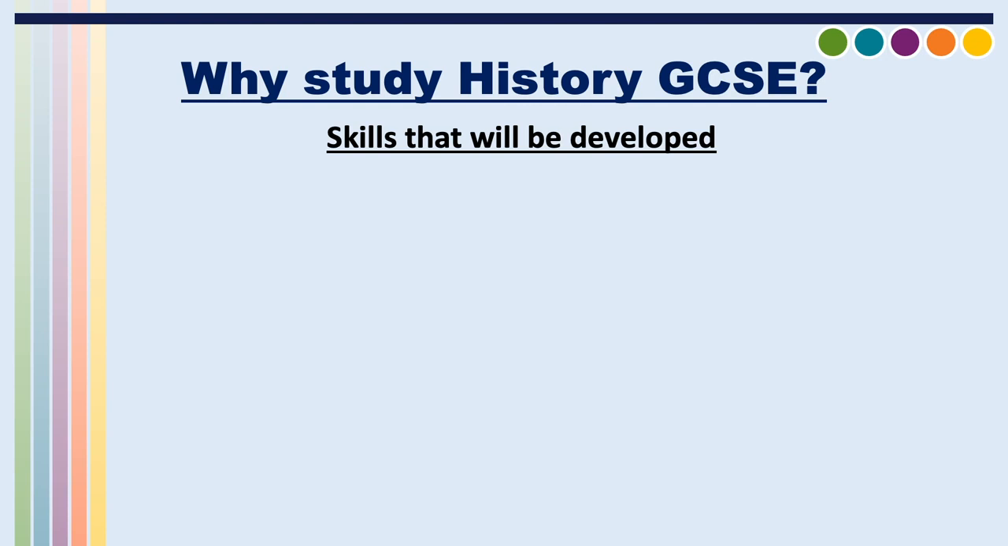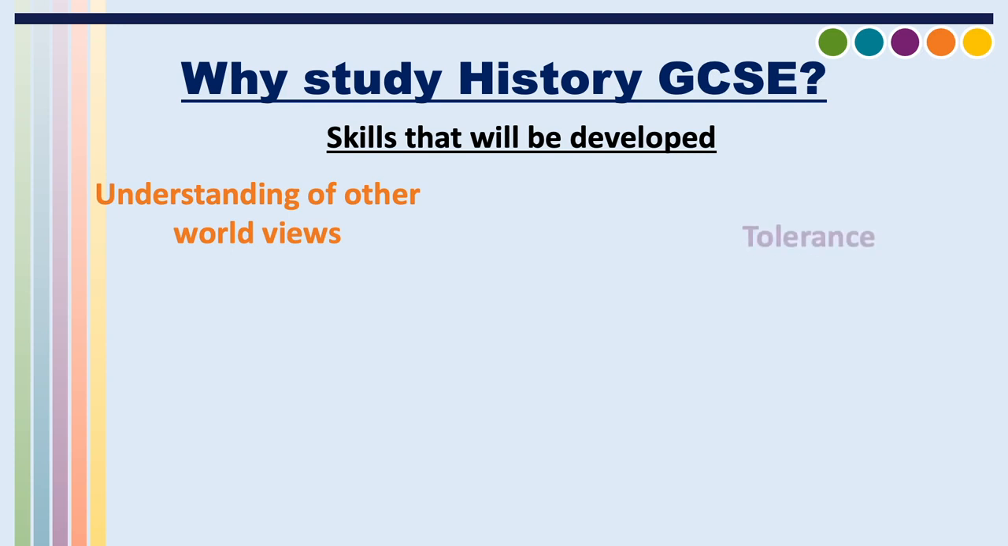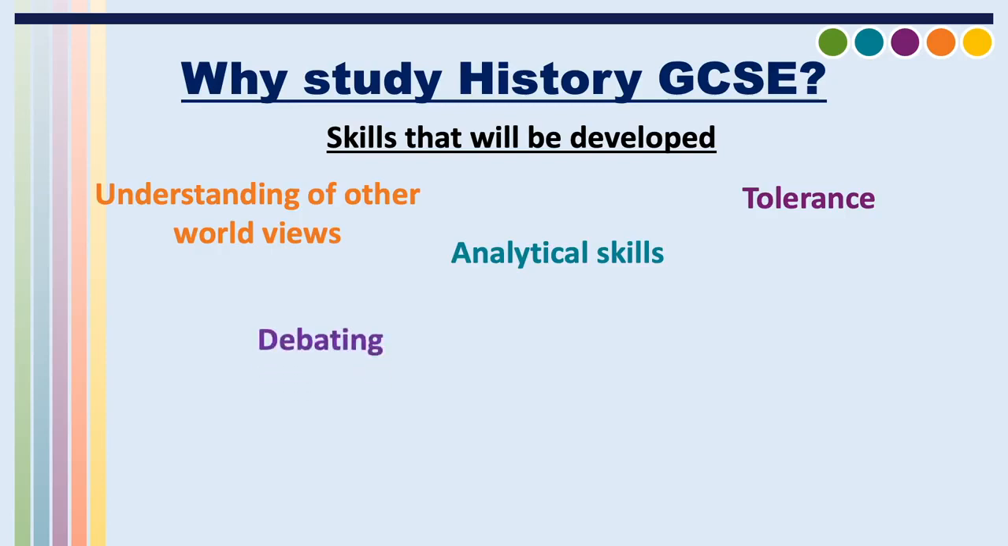So the skills you will develop through studying history at GCSE. First of all, an understanding of world views. We make sure that we cover in the units that we teach a range of different topics and perspectives, so you get an understanding of what the world is like today. Tolerance. Analytical skills is something you will practice again and again and again, being able to think on your feet, formulate ideas and write those down in an analytical way.